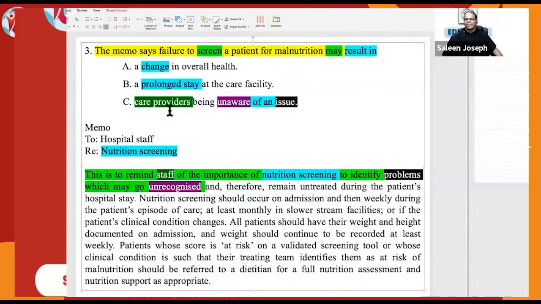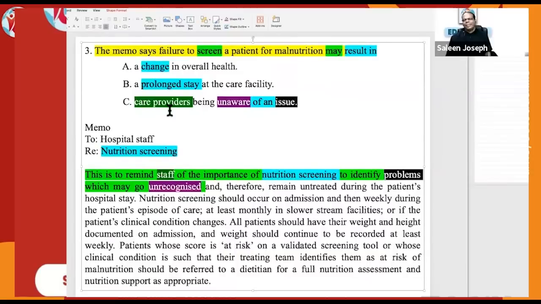And definitely from a general sense, screening is done for what? Evaluation. So to identify the problems, you screen the patients. So screening can never change overall health. And screening will not make a person stay longer in the hospital. Screening will identify the problems and make the stay shorter because immediately they can be treated and discharged, right? So even from a general sense of medical professionals, you can understand which option is right.